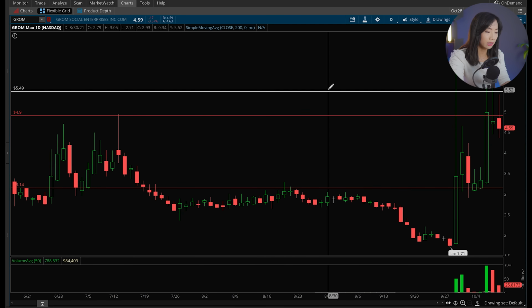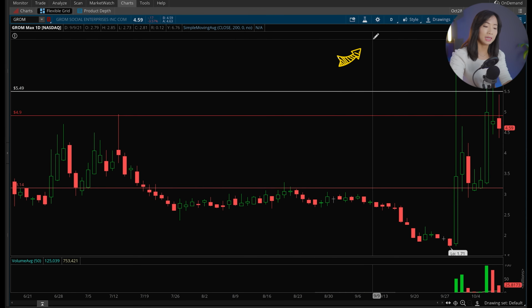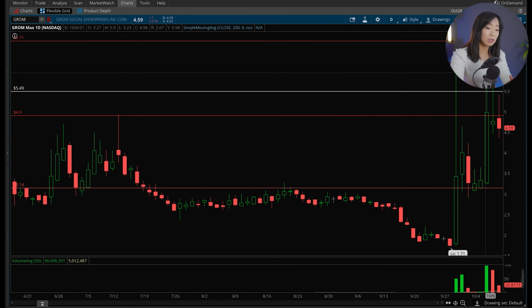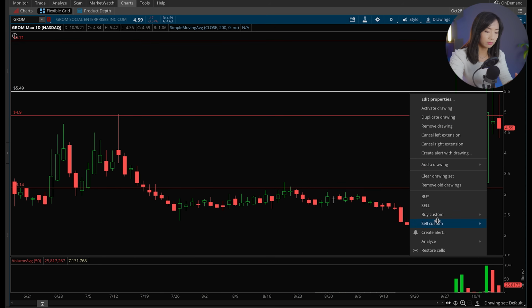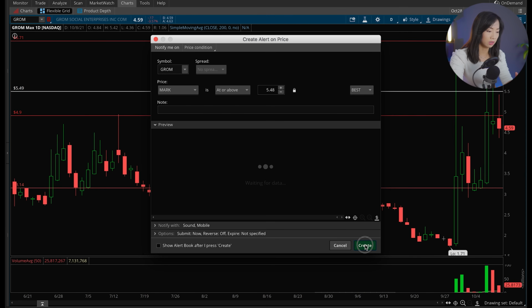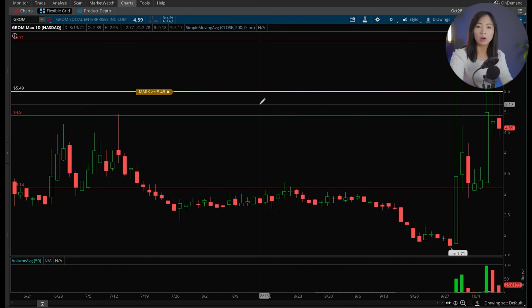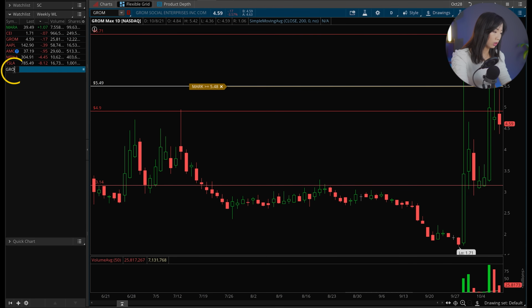So I'm going to set this white line here. That's going to be the key resistance for the stock to break out above and hold above it to continue to go to potentially 670s. So that's going to be very interesting. So I'm going to set an alert right here. Right click, create alert right here. So I will know when the stock hits 548 or 550. Now I'm going to put that also on the watch list, GROM.